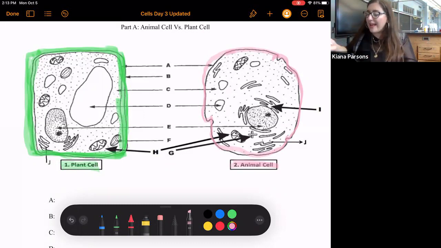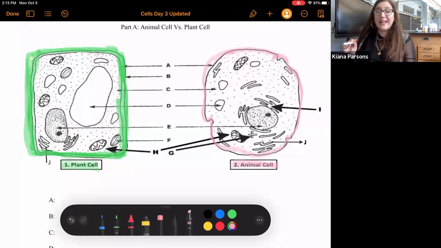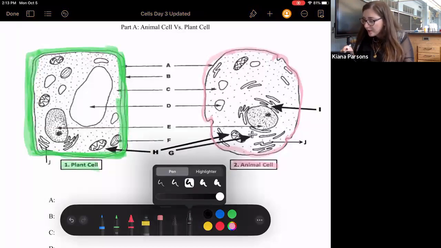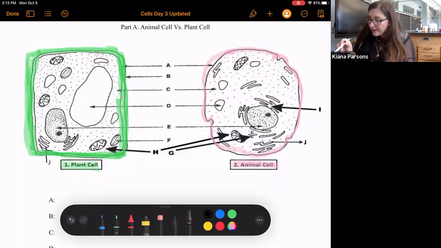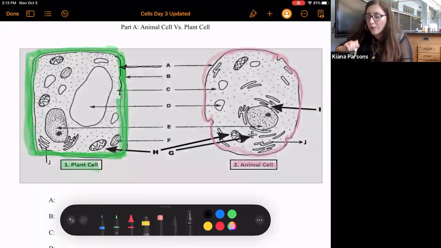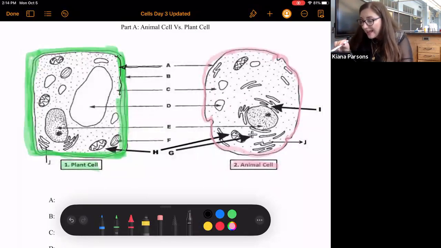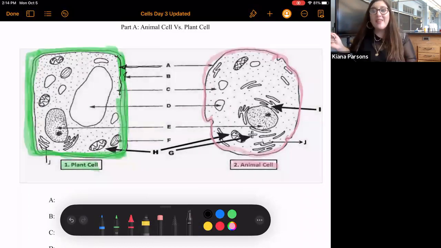So first we're going to look at A. So A is in both plant and animal cells. You can see this arrow is pointing onto this inside layer here. You can see there is a line on the inside that this is referencing and also a line on the outside. A is pointing to both the plant and animal cell, but B, that's pointing to that outside line, is only pointing to the plant cell.